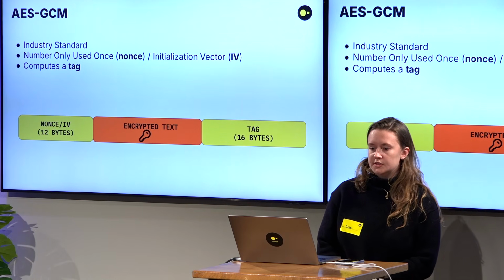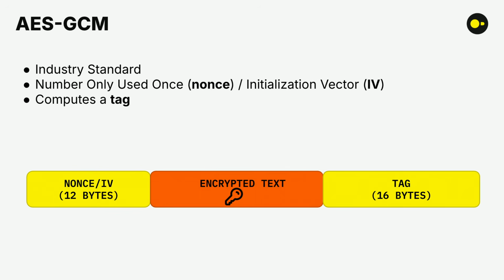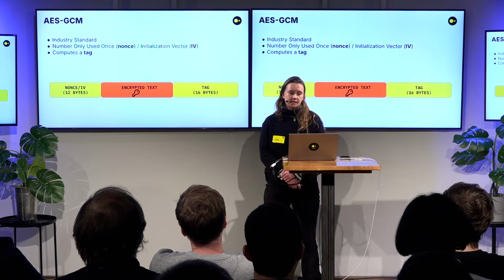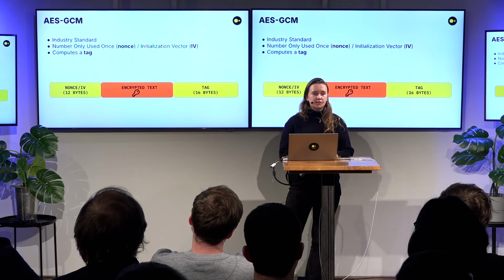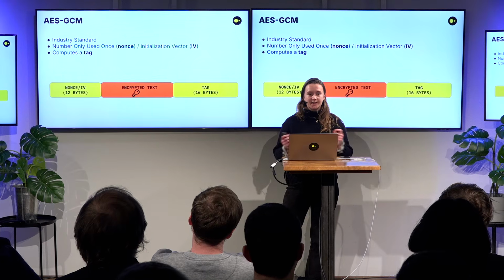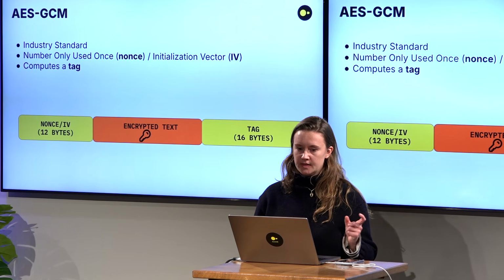Very short about GCM, because this is the encryption mode that I will be using in all my examples in the rest of the talk. This is an industry standard encryption algorithm, used in many systems. What is important to know is that it uses a number used once, or an initialization vector. These terms mean exactly the same, and I will use them interchangeably.